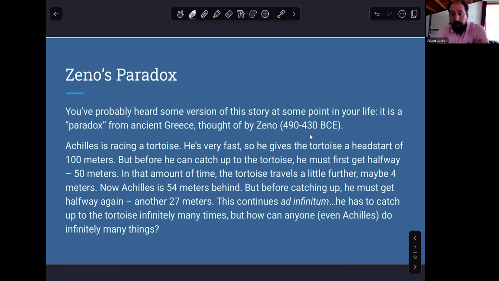But before he can catch up to the tortoise, he must first get halfway. So he has to run 50 meters to get halfway. During that time, the tortoise walks forwards maybe 4 meters, a small amount, and so now they're 54 meters apart. So Achilles is going to run, chase that tortoise, but before catching up to him, he has to get halfway again. So this continues in an infinite cycle. And how can he catch up to the tortoise infinitely many times, right? How can anyone do infinitely many things?